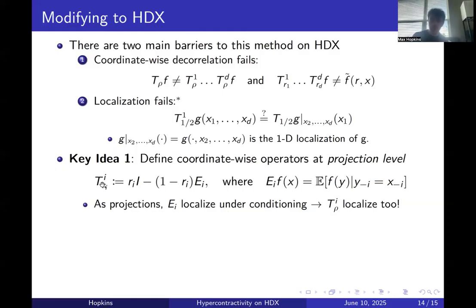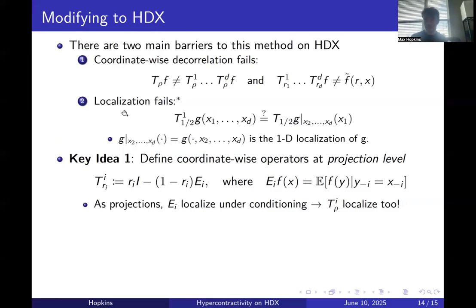So I'll define the ith coordinate operator as basically being r_i times the identity minus (1 minus r_i) times the projection operator, where E_i basically just re-randomizes the ith value of x on f. And roughly speaking, the idea is that as projection operators, we're already looking at conditional expectations, and when I localize, what I'm looking at is also a conditional expectation. So these localize correctly, unlike the coordinate-wise versions in Efron-Stein. And this means that when I product them and compose them, all of these T_{rho_i} also localize correctly as well.